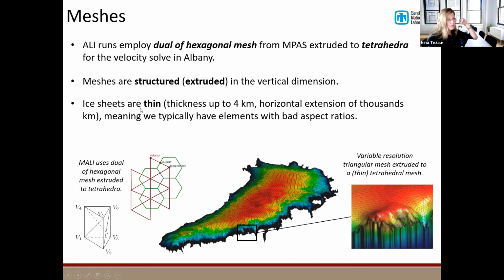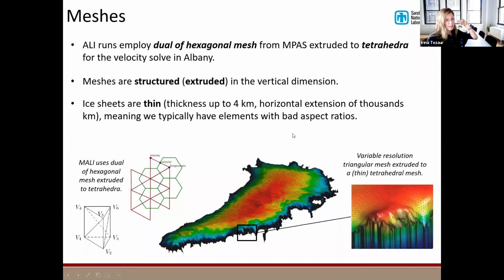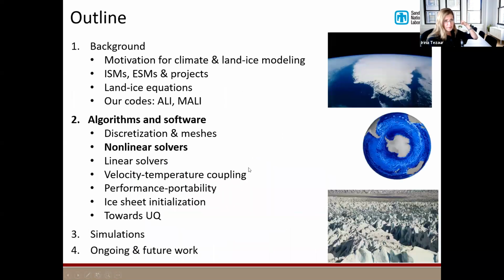And then the really important detail here is that ice sheets are very thin. Ice sheets are going to be thousands of kilometers in the horizontal extent, but only up to 4 kilometers in the vertical. What that means is you're typically going to have elements with pretty bad aspect ratios, so you're going to have highly stretched elements. That's something we need to take a lot of care to deal with when we develop solvers. The moral of the story, just to summarize, is that it's very important to know the problem you're solving, to know all these nuances, to see if you can potentially take advantage of them when you're developing efficient methods.